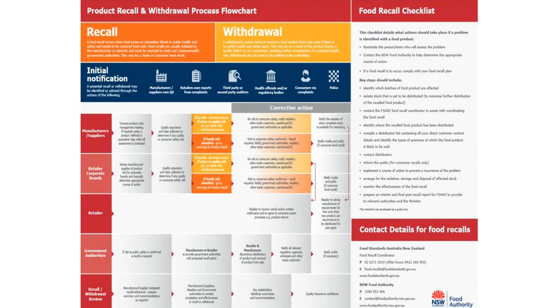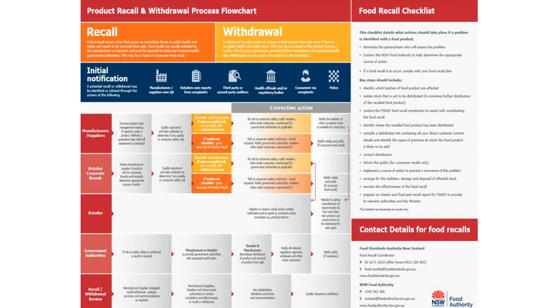So objectives in your food recall plan, they can be as simple as we want to stop any further distribution and sale of the recall product as soon as possible. We want to inform the relevant authorities, consumers, and so on, and then we want to retrieve that product as quickly as possible and then dispose of the product.